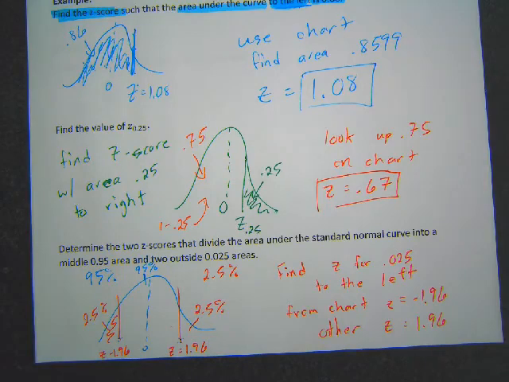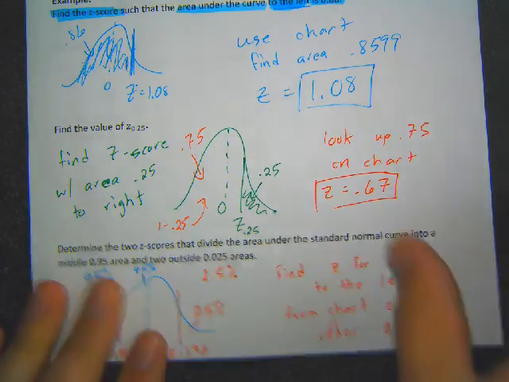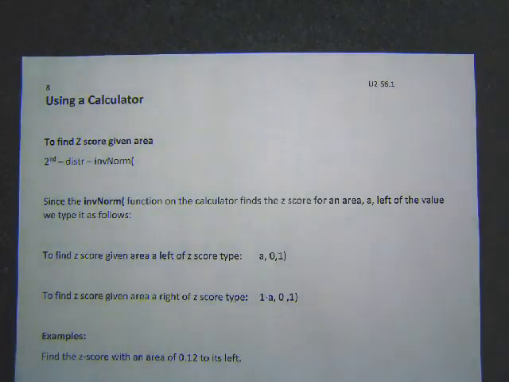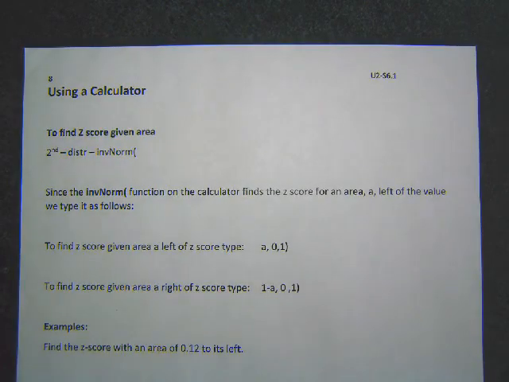And that's the way to do it with the chart. If you have the percentages, you can always go back and find those z-scores. Remember, the zero is always in the middle, negatives on the left, positives on the right, and you can find those z-scores using the chart. Now, what if I want to do it with the calculator? That's the last thing for this section, finding the z-score if you have an area using a calculator.